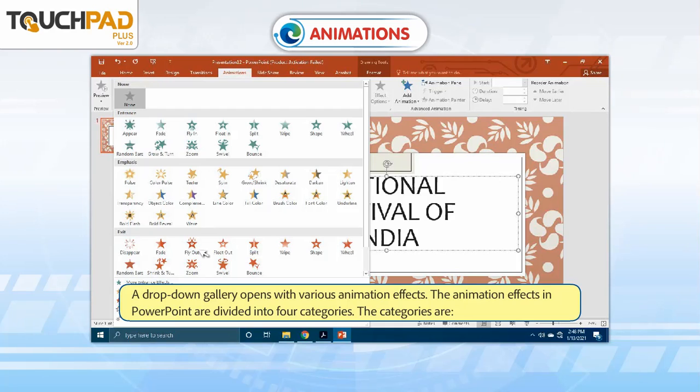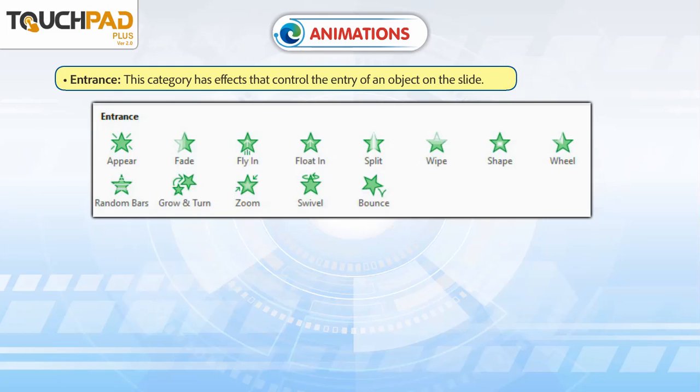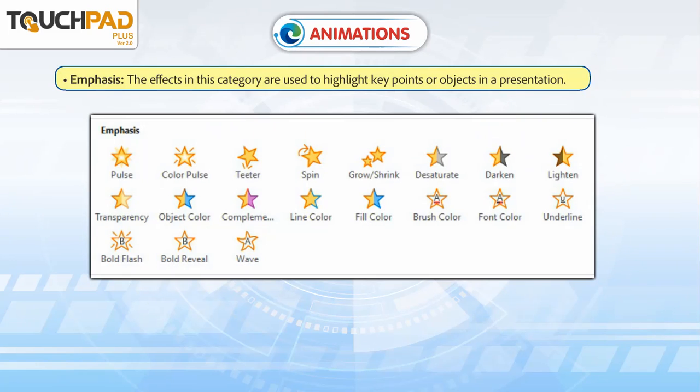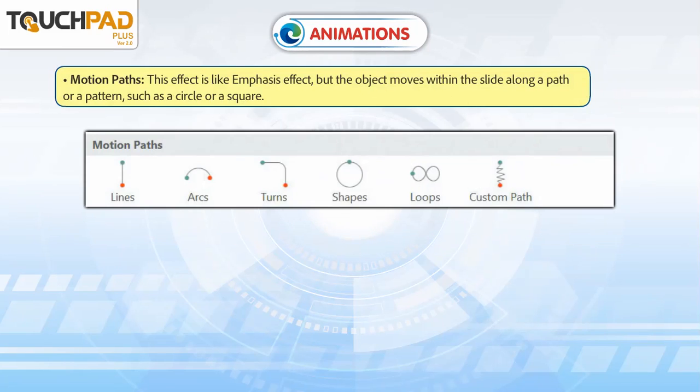The animation effects in PowerPoint are divided into 4 categories. The categories are Entrance. This category has effects that control the entry of an object on the slide. Emphasis. The effects in this category are used to highlight key points or objects in a presentation. Exit. This category has effects that control the exit of an object from the slide. Motion paths. This effect is like emphasis effect, but the object moves within the slide along a path or a pattern, such as a circle or a square.